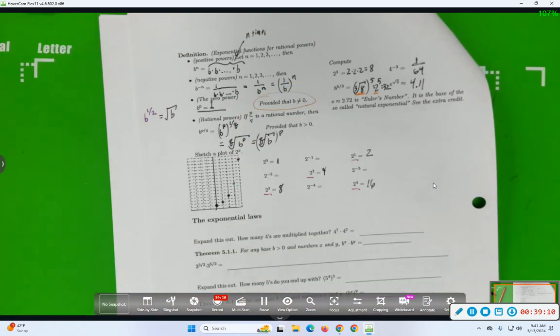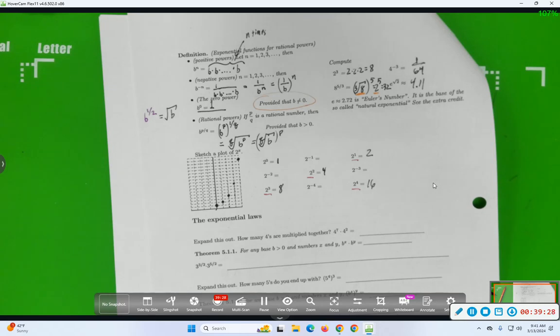So you see that that's growing pretty quick. If I went one farther to the right, the y value would be way off of the graph. If I went one more to the right after that, I'd probably be off the page. So yeah, exponentials grow fast. That's one of their properties.